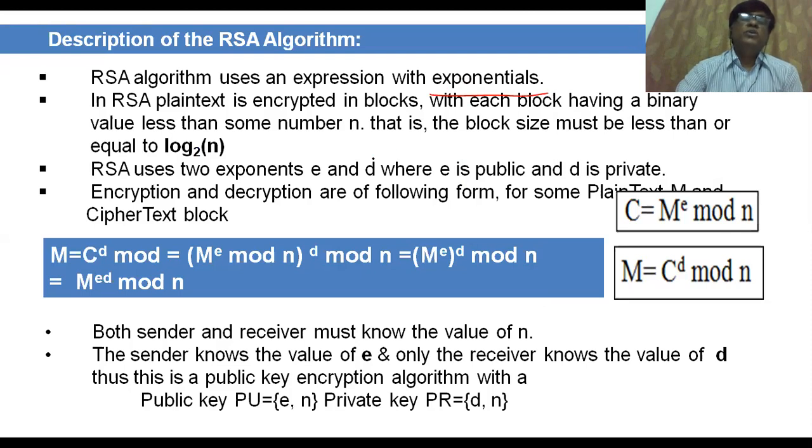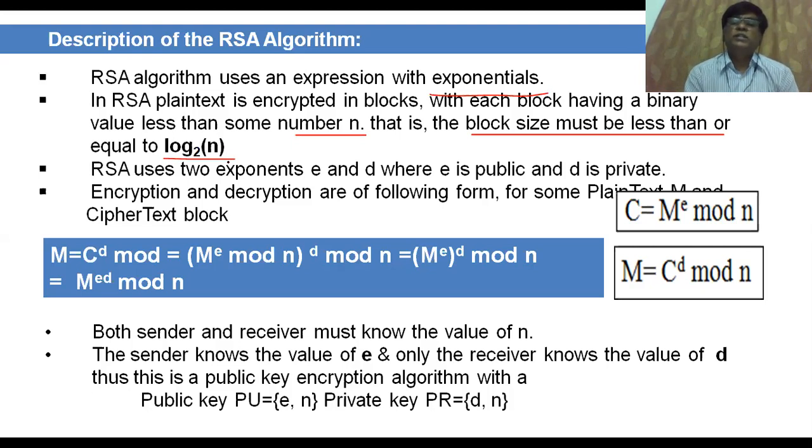So in RSA, plain text is encrypted in blocks, with each block having a binary value less than some number n, that is the integer value. The block size must be less than or equal to log 2 of n. Suppose the text size is n, the block size should be less than log 2 n. Okay. RSA uses 2 exponents.